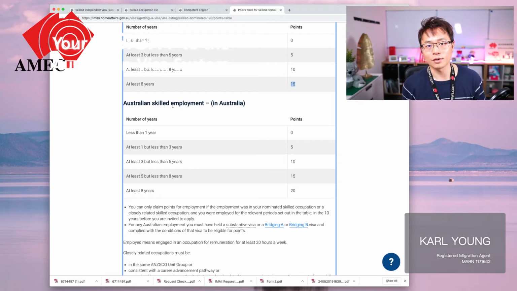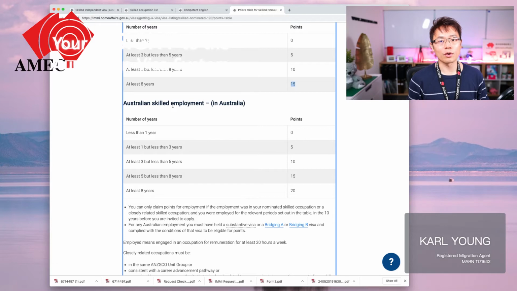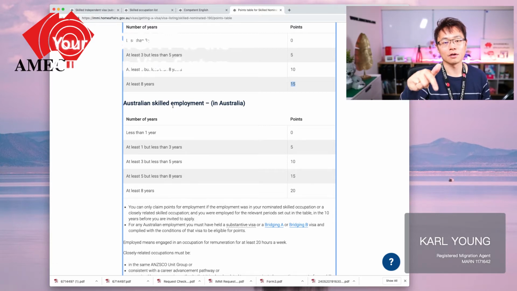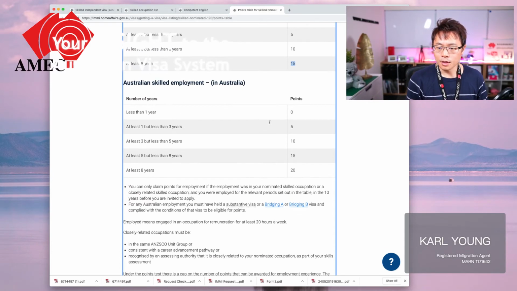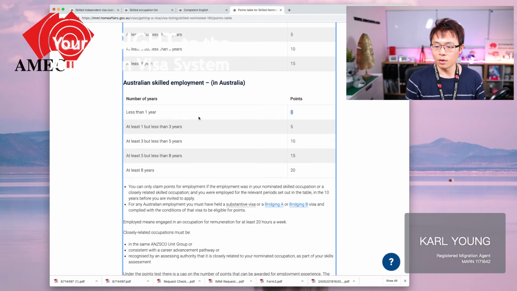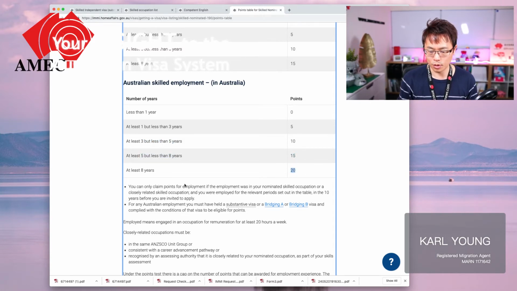So if you're a graduate as an accountant and you have been working 5 years as a chef, now I'm sorry, that 5 years as a chef cannot count towards your points, okay? So it has to be closely related, okay? Now, skilled employment in Australia: less than 1 year, 0 points; 1 to 3 years, 5 points; 3 to 5 years, 10 points; 5 to 8 years, 15 points. Over 8 years, you get 20 points.